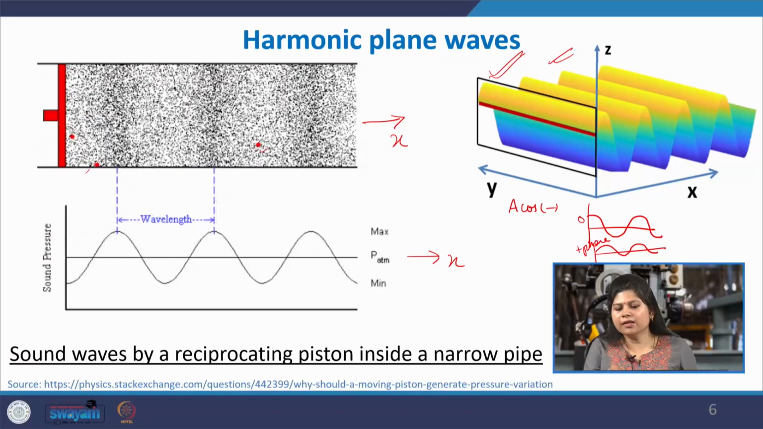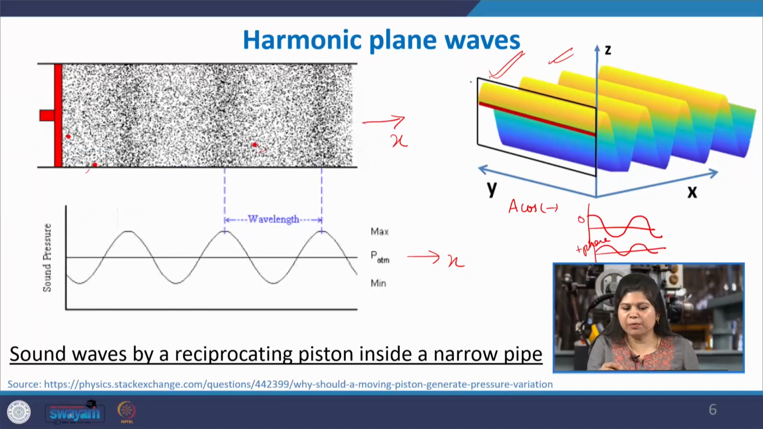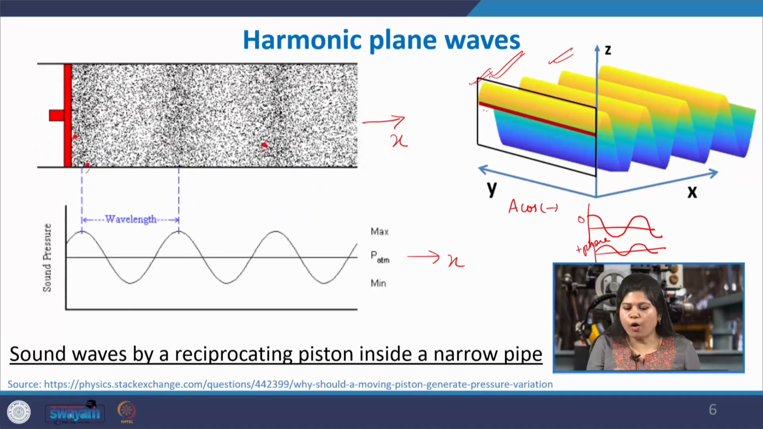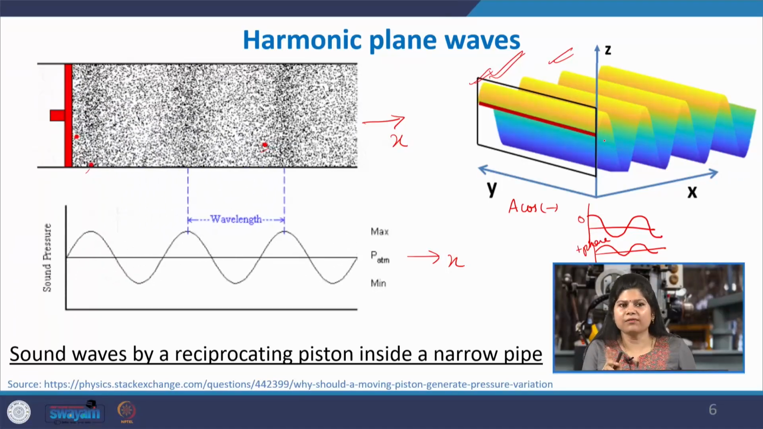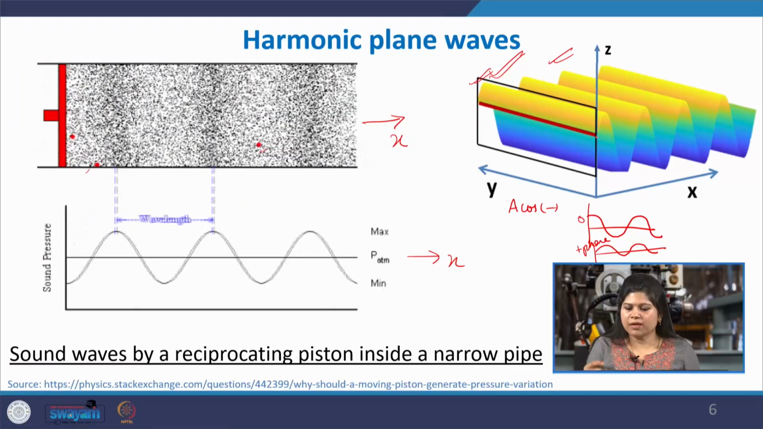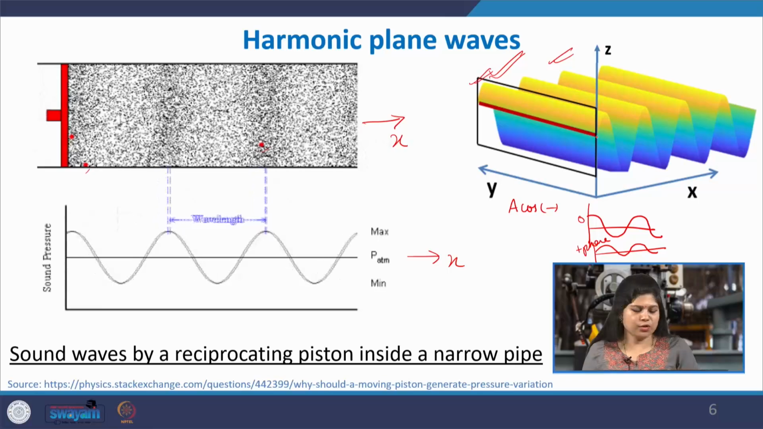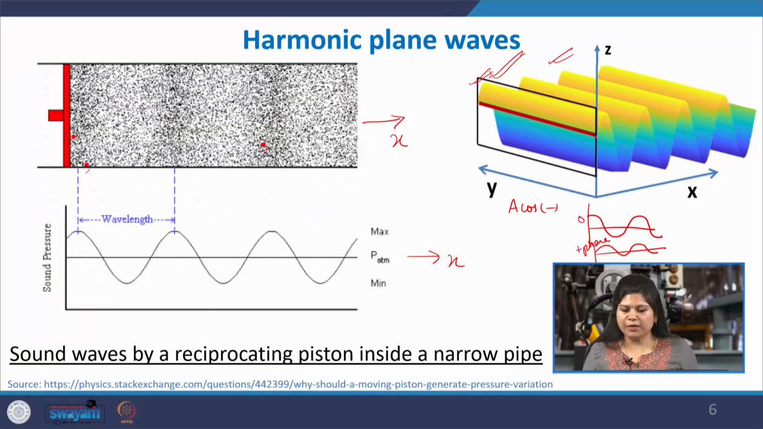So, over here if you observe in this snapshot, all the particles in this particular plane that we have taken are all in the same phase of the cosine wave, and all of them have the same amplitude. And this is a plane which is the YZ plane. So, the wave front becomes planar. So, this becomes a harmonic plane wave.